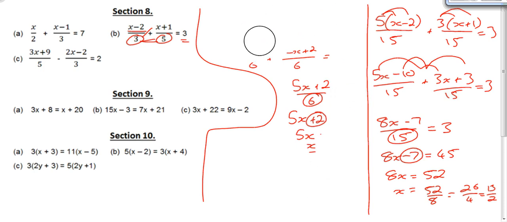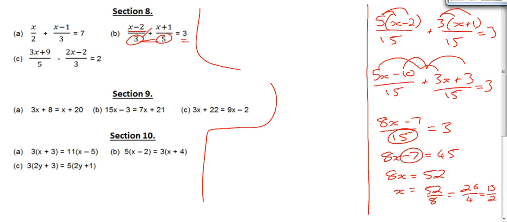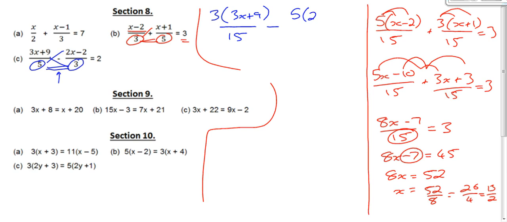Give ourselves a little bit more room here. We change colour. So this one is a negative, so it's slightly different, but the first couple of steps are exactly the same. So we're going to do 3 lots of 3x plus 9. So whatever this is, we times by the top. So 3 lots of 3x plus 9, and then 3 lots of 5 is 15. Minus, and that minus will be very important. Then we're going to do 5 lots at the top, 5 lots at the bottom. So 5 lots of 2x minus 2 over 15, and that equals 2.